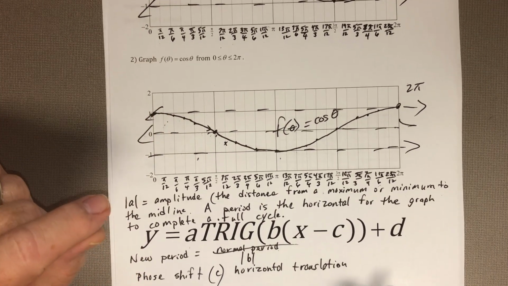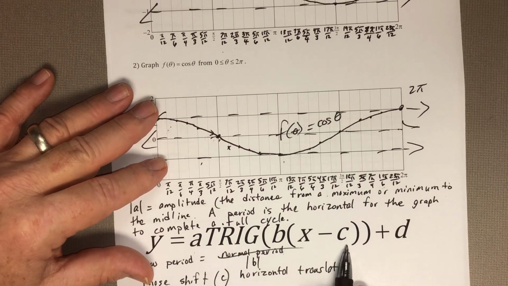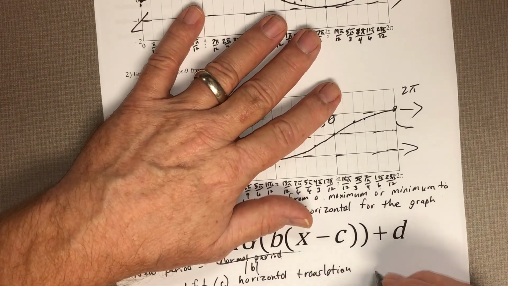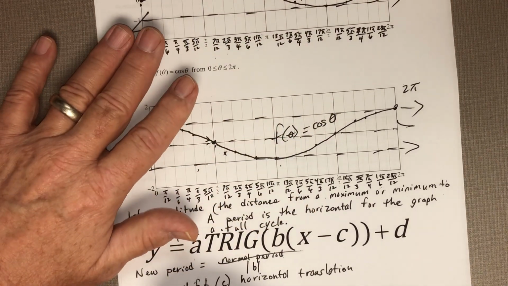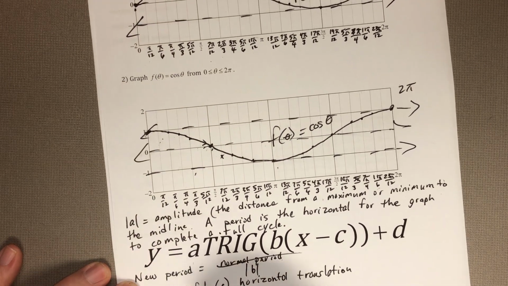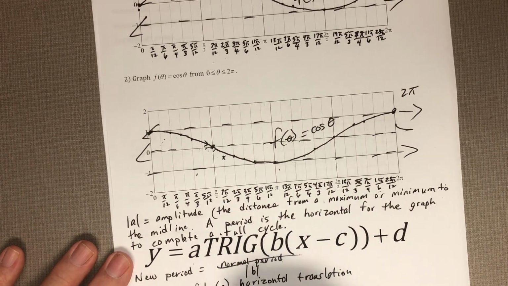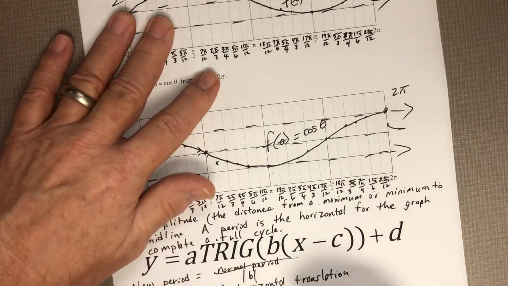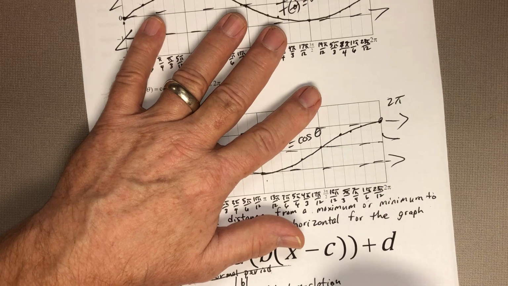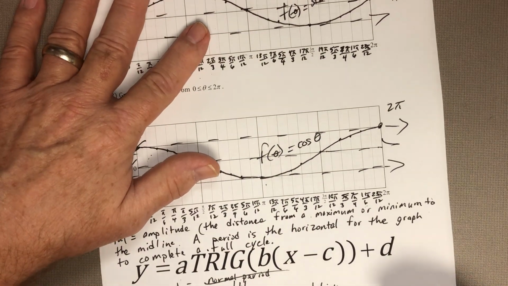Let's talk about C, this phase shift. You want to be able to find what's called the phase shift, and to find the phase shift, this is what I would do. Take the expression b times x minus c and set that equal to 0 and solve that for x, and that will give you what's called the beginning point.